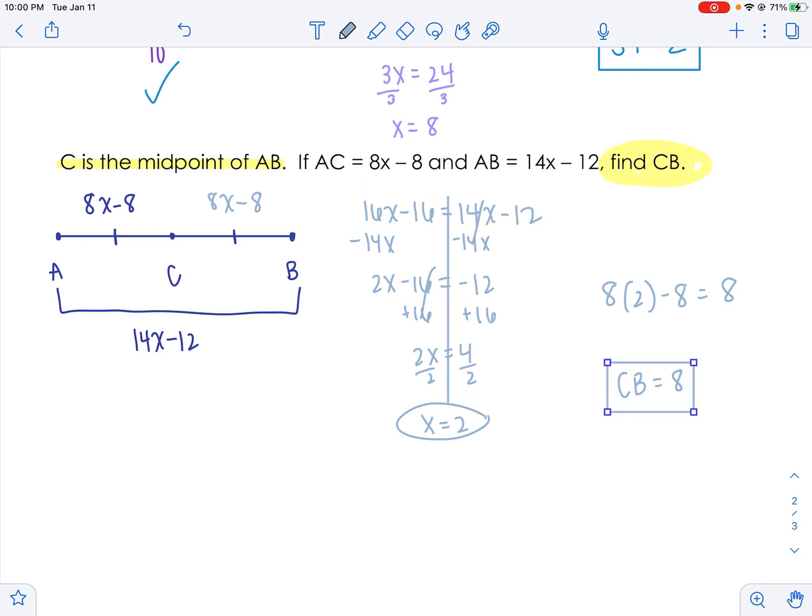Hopefully today you learned some stuff about segments. Don't forget that you can always rewatch this video, pause, slow down if you have questions on anything. Good luck with your practice.